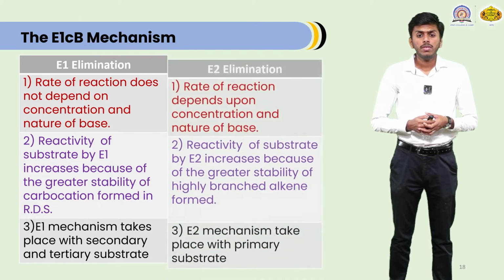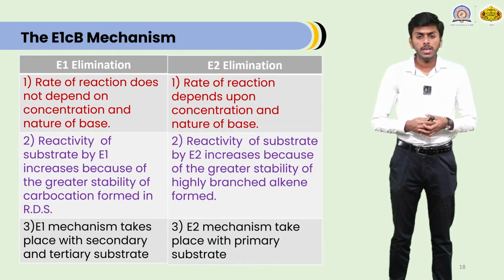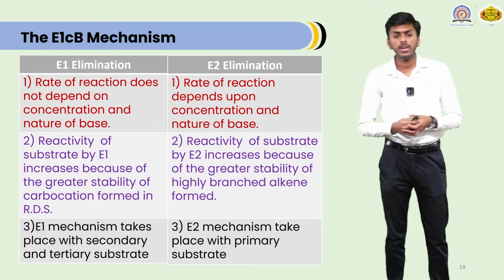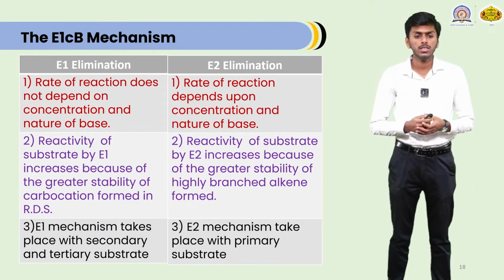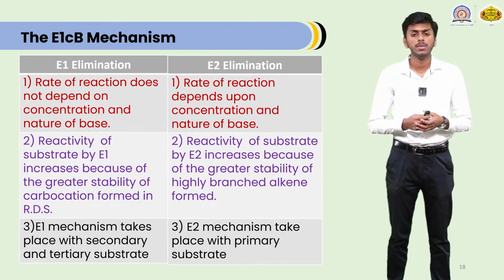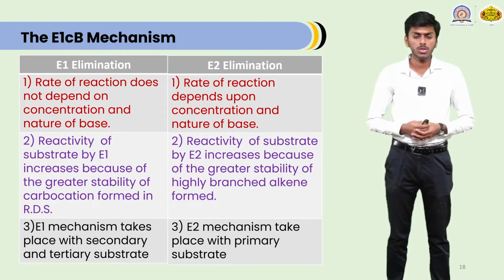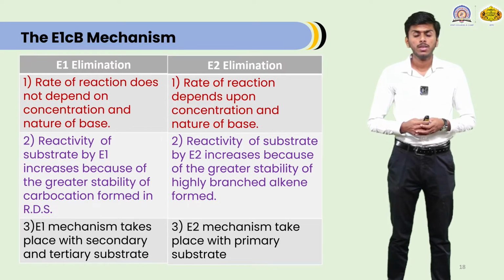Now we will study the difference between E1 elimination and E2 elimination. In case of E1 elimination, the rate of reaction does not depend on the concentration and nature of base. On the other hand, in E2 elimination, the rate of reaction depends upon the concentration and nature of the base. Second, the reactivity of substrate in E1 increases because of the greater stability of the carbocation formed in the rate determining step. Second, the reactivity of substrate in E2 increases because of the greater stability of the highly branched alkene formed.